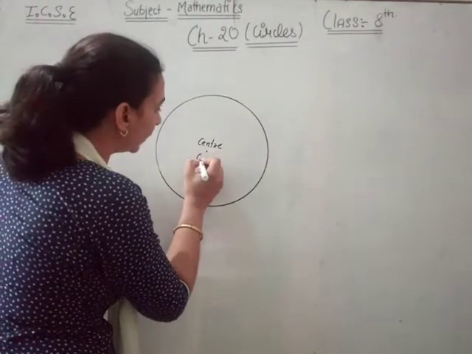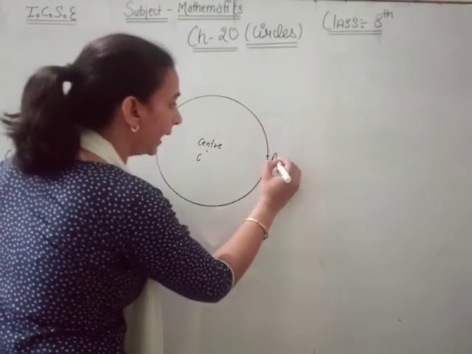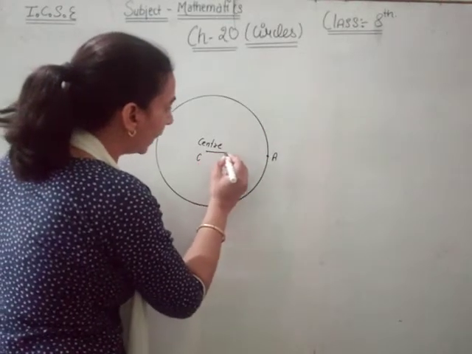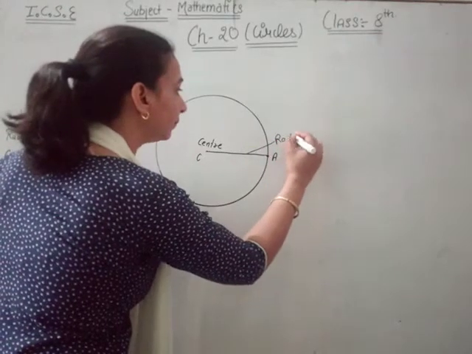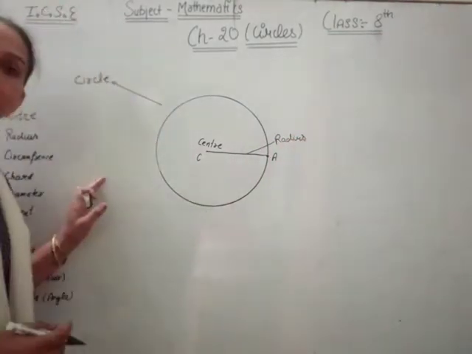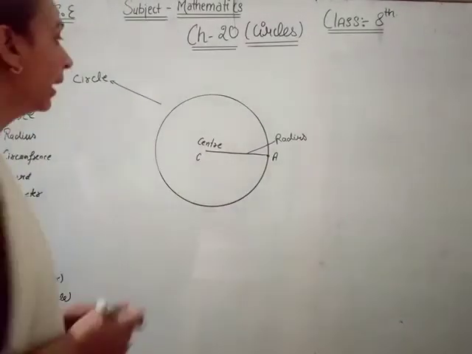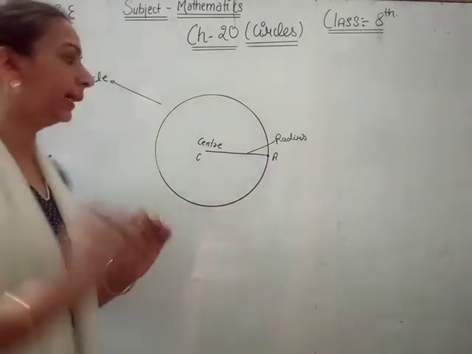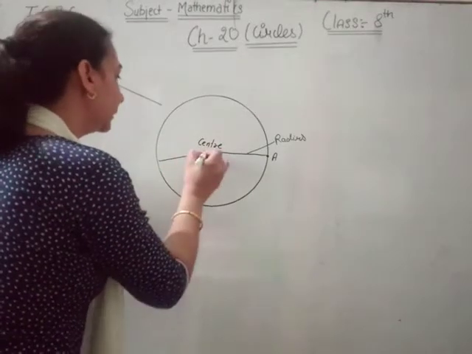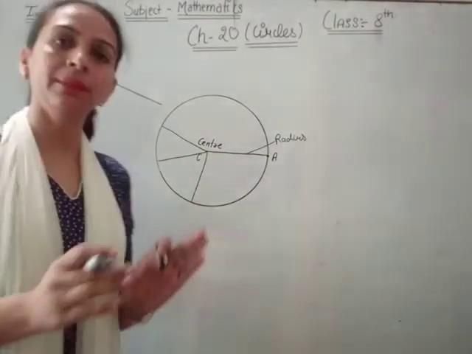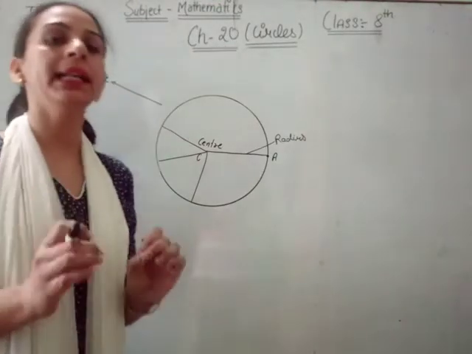Students, if the center is denoted by C, and if we take any point on the circumference of the circle, that is A, and if we join the center and any point on the circumference, then this is a radius. This is a radius of the circle. Students, in any circle there are an infinite number of radii, but all are equal in length. For example, this is also a radius, this is also a radius, this is also a radius. There are an infinite number of radii in any one circle. Okay, but all are equal in length.